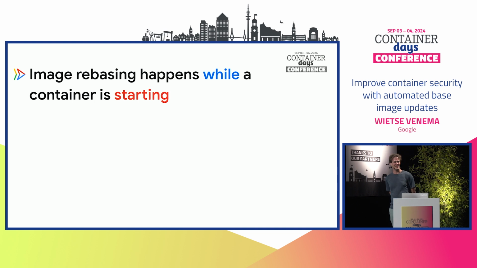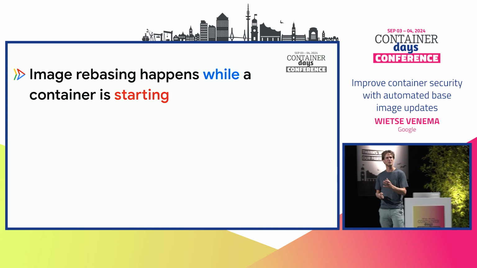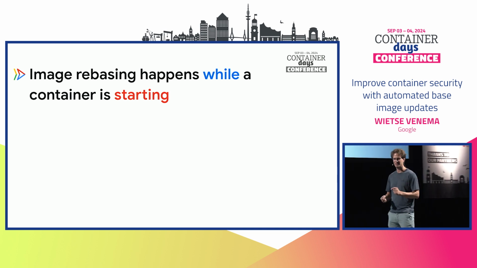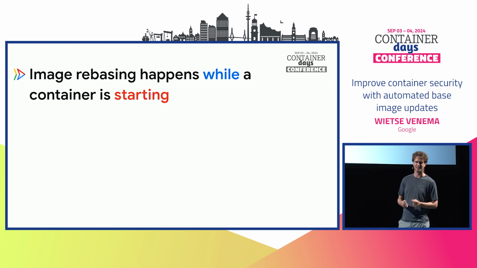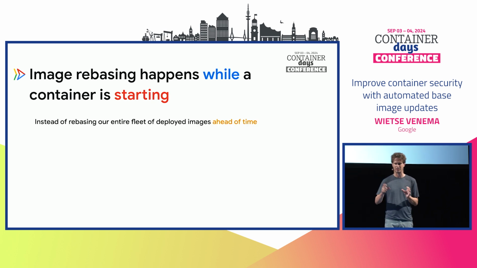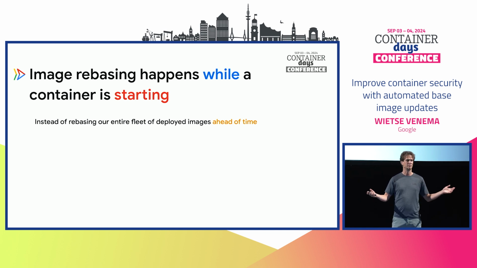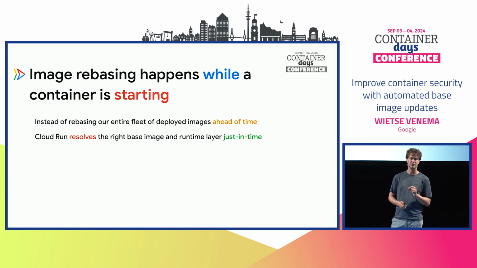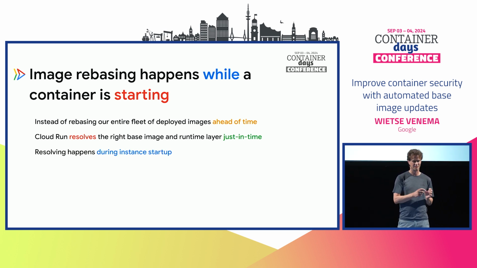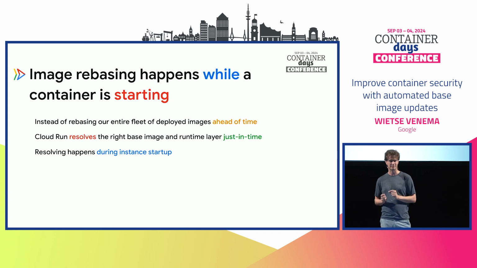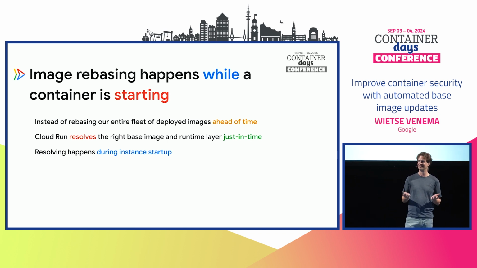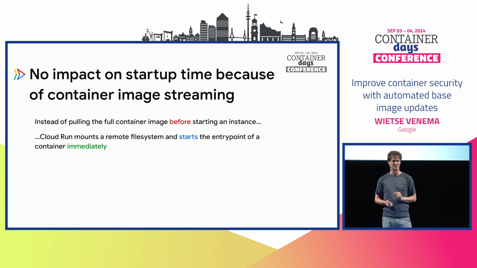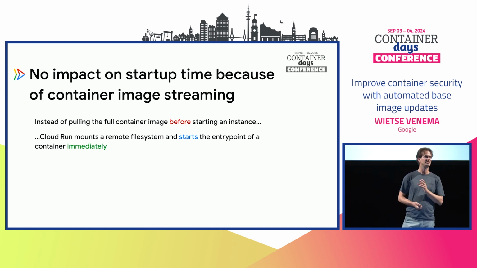Okay, so another interesting thing, and this is how Google does things: image rebasing happens while a container is starting. So instead of rebasing our entire fleet of deployed images ahead of time, which would also be computationally infeasible, Cloud Run resolves the right base image and runtime layer just in time. And this resolving happens during instance startup, right?